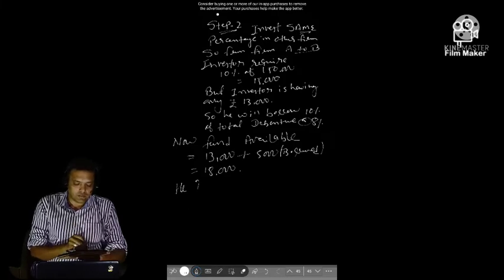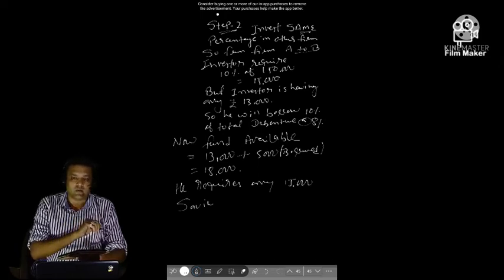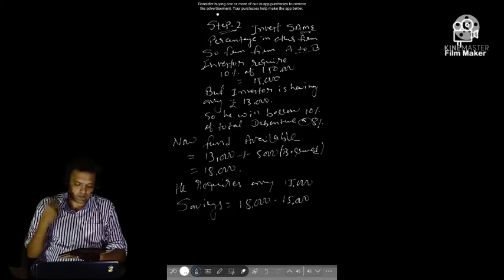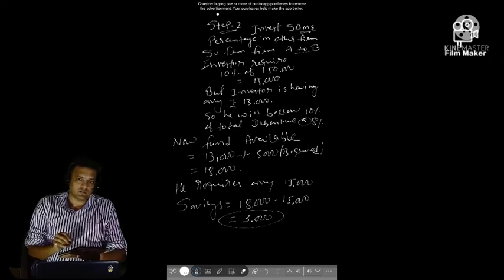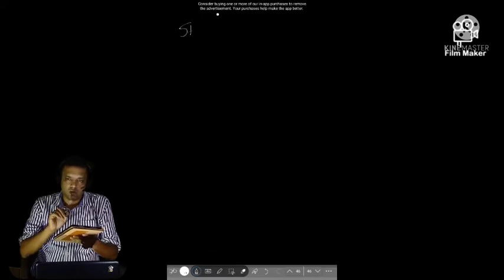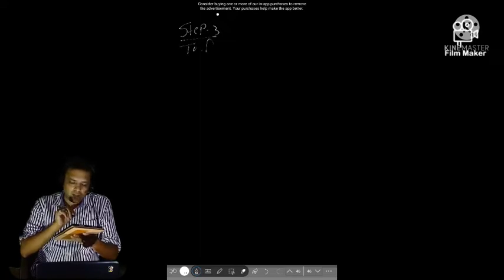So now in this case, the total fund available to the investor is 13,000, which I was having, plus 5,000 I am borrowing. So now the total fund available with me is 18,000 rupees, 13,000 plus 5,000. As you can see, now I'm investing 18,000, but actually to become owner of firm B I require only 15,000, but with borrowing I have 18,000.